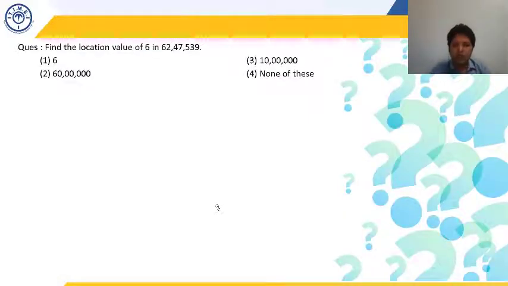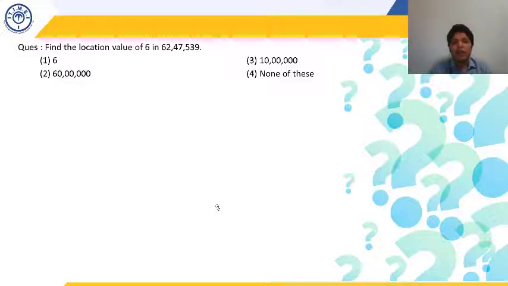Next question. Again, the location value or the place value. Location value, place value, one and the same thing. Find the location value of 6 in 6247539. So how to find out the place value? To get the place value of 6 here, you need to first find out in which place 6 is. 9 is at units place, 3 is at tens place, 5 is at hundreds place, 7 is at thousand place, 4 is at 10,000 place, 2 is at 1 lakh place, and 6 is at 10 lakh place.